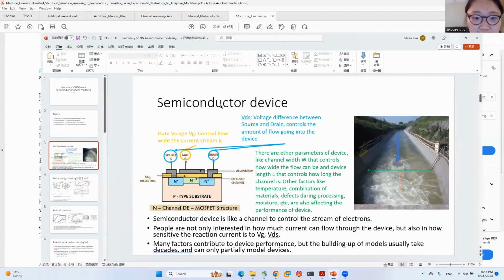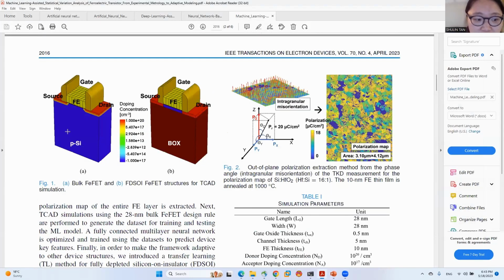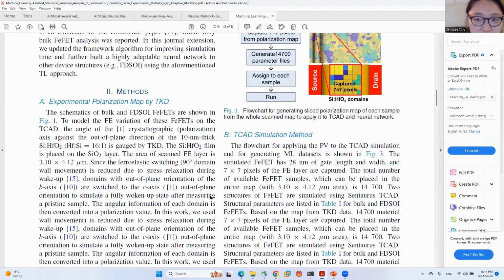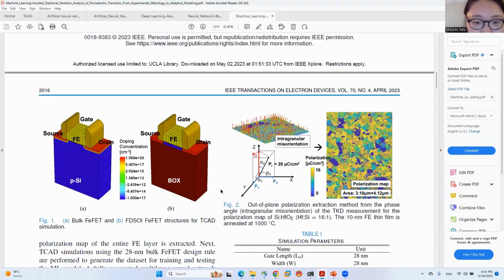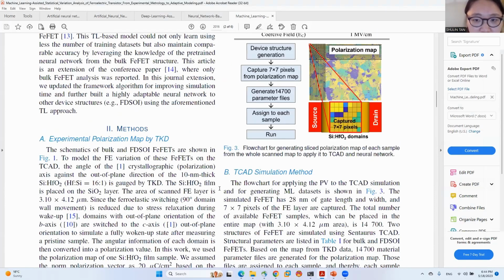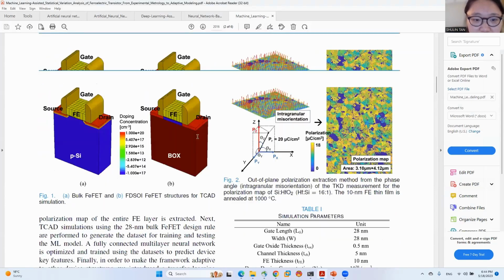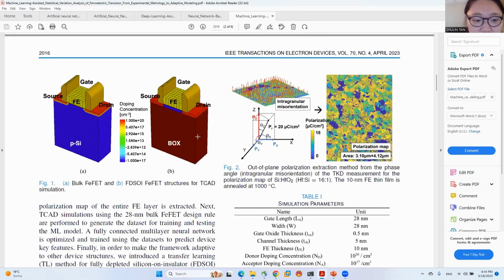So what they do is use TCAD, which is semiconductor simulation software. They input random morphologies of your channel. And the reason they use a neural network is that they are hoping this will save them some time, because it usually takes a long time to run TCAD.